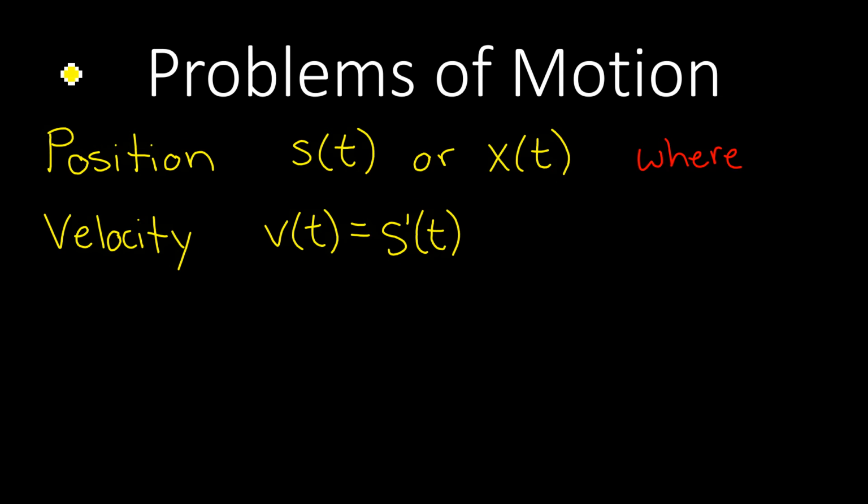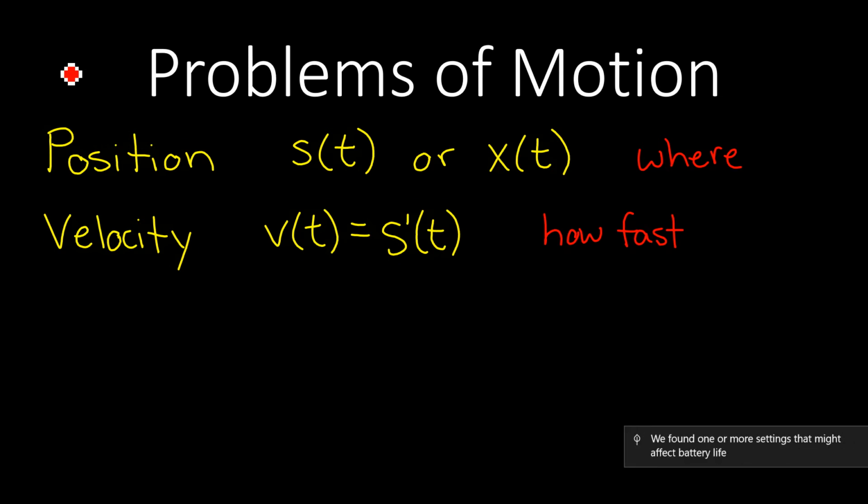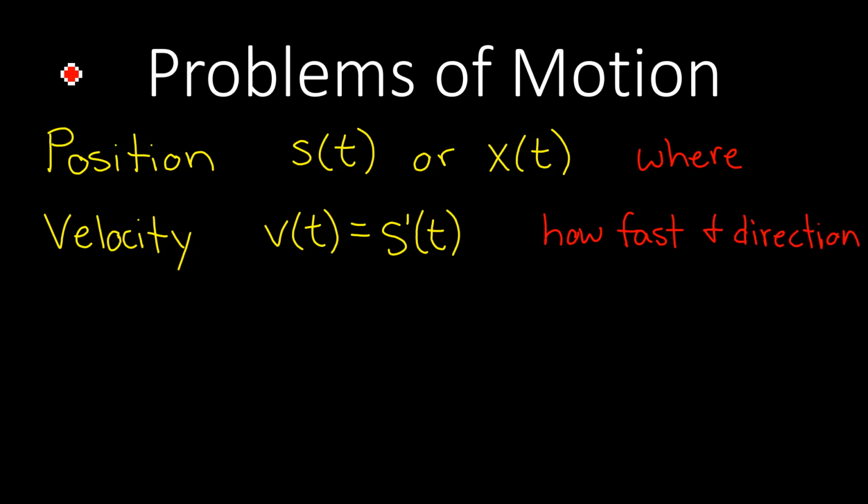Now, our velocity function is telling us how fast we're going, right? Not only does it tell us the speed, but it also says which direction we're moving. Kind of like when we did our first derivative test, we knew whether we were increasing or decreasing. Now we can figure out which direction our object is moving. Very, very similar.